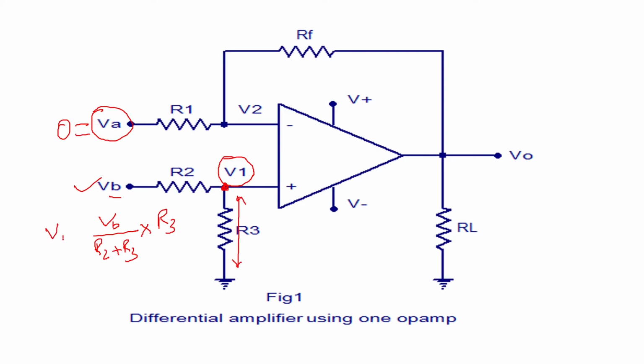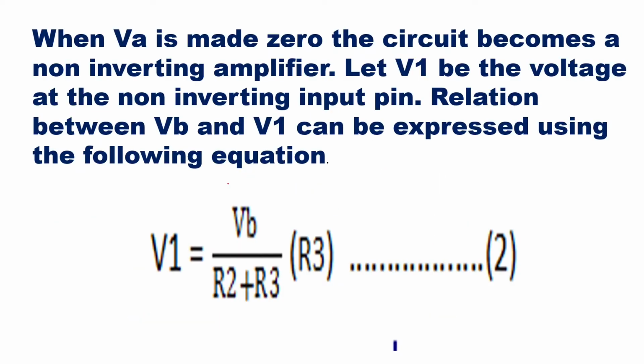So V1 will be equal to VB upon R2 plus R3 into R3. This is your current multiplied by the resistance R3, where you will get the voltage V1. So V1 is the voltage at this point. Okay, so knowing V1, we can see the output for VB alone. Here you can see when VA is made 0, the circuit becomes a non-inverting amplifier. Let V1 be the voltage at the non-inverting input pin. The relation between VB and V1 can be expressed using the following equation.